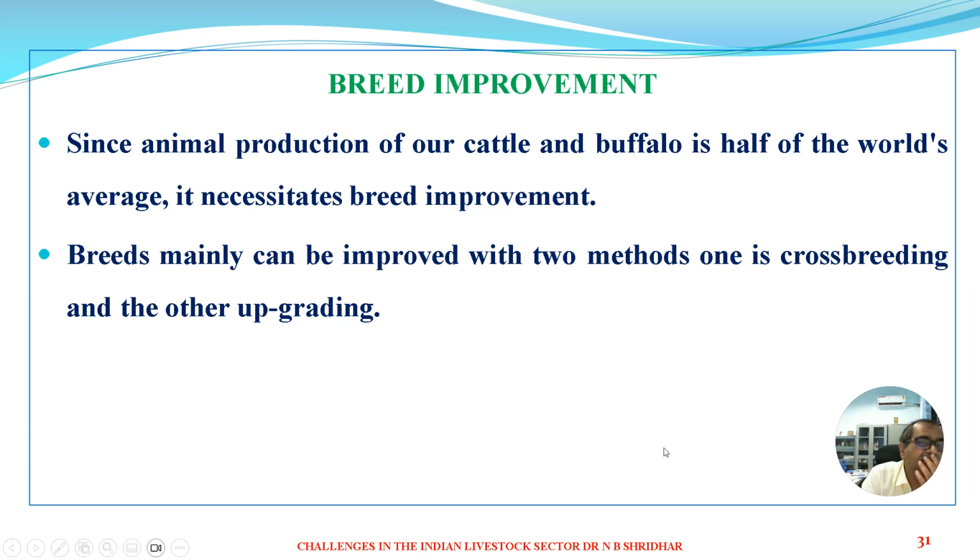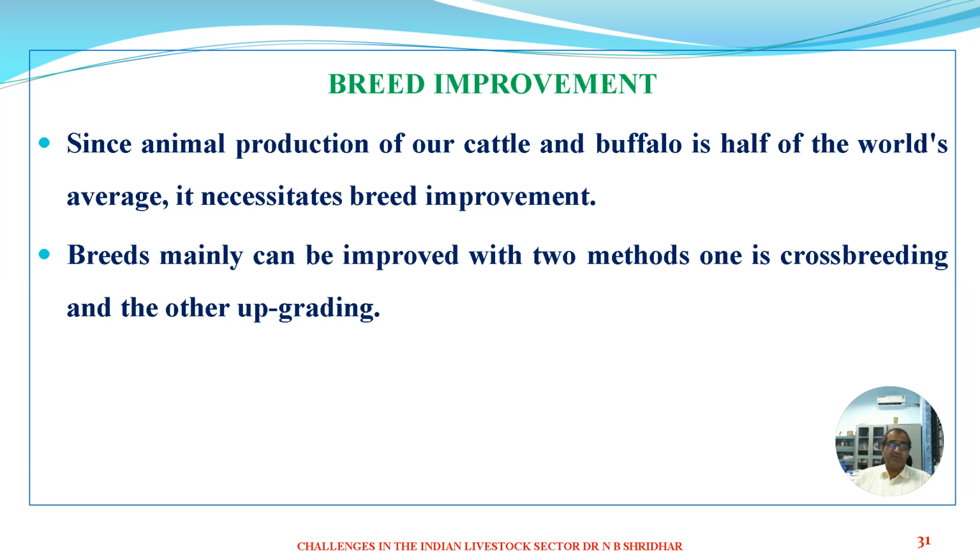Then, especially some of the breeds also emit much more methane gas, etc. And the mitigation needs to be taken care of. Breed improvement is one of the important targets. Then the production of our cattle and buffalo is half of the world's average. It necessitates breed improvement.